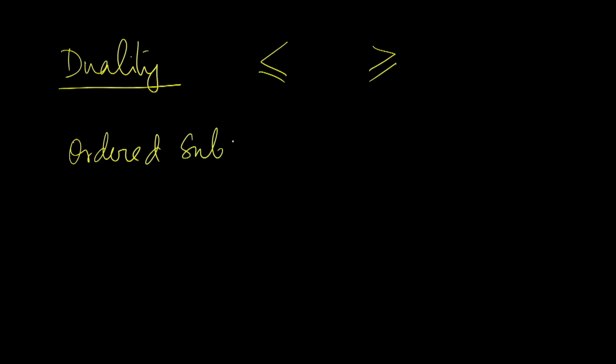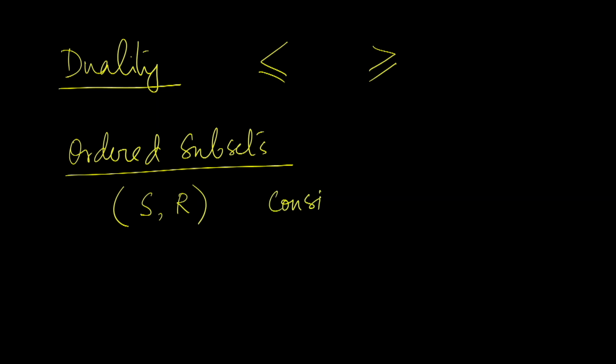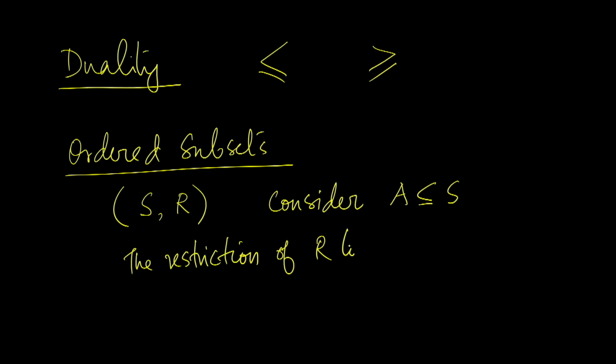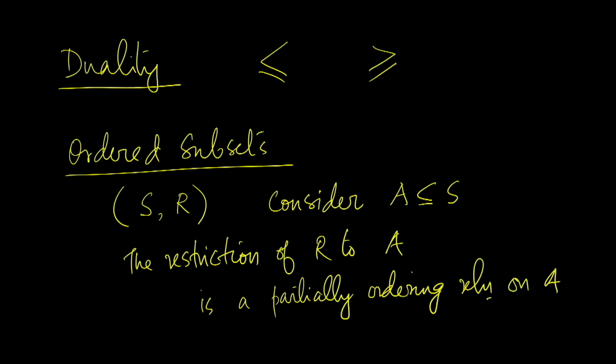We can consider subsets of posets. Let us say we have a relation R on a set S. Suppose this is a poset, then consider a subset A of S. Then the restriction of R to A, as you can verify, is a partial ordering relation. So A is an ordered subset of S.